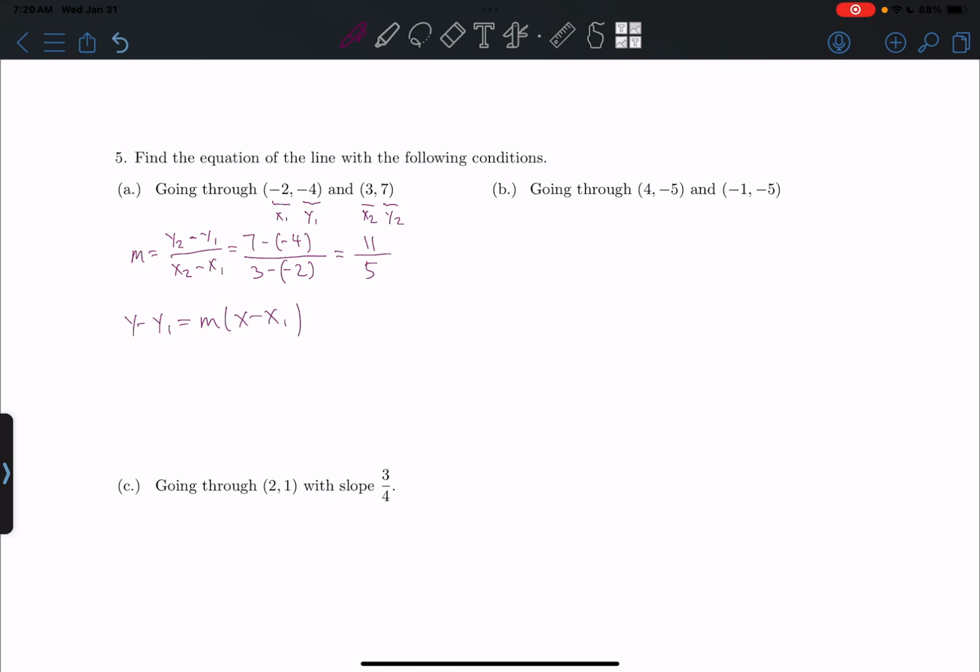So I already have this x1 and y1 labeled, so let's just use that. So y minus, and x minus -2. And we get y plus 4 equals 11 over 5, x, make sure you distribute this, plus 22 over 5.